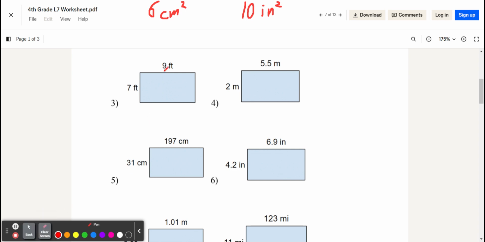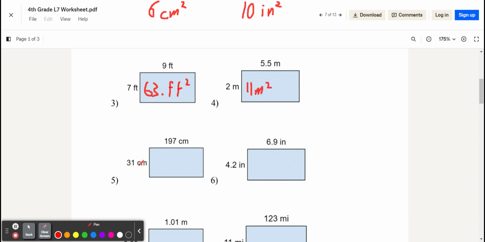And then for this, we have 9 feet times 7 feet. 9 times 7 is 63. And then we square the feet. Ignore that dot, it's just 63 feet squared. And then for this next problem, 2 times 5.5, that's 11. And then meters squared.